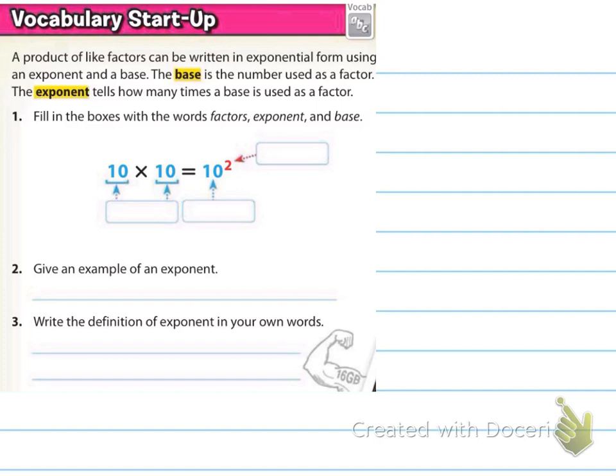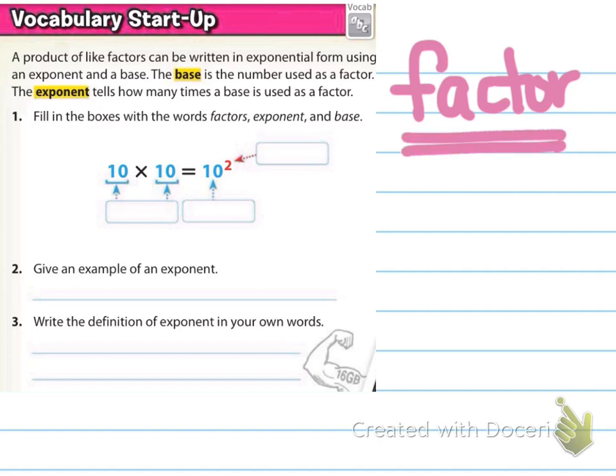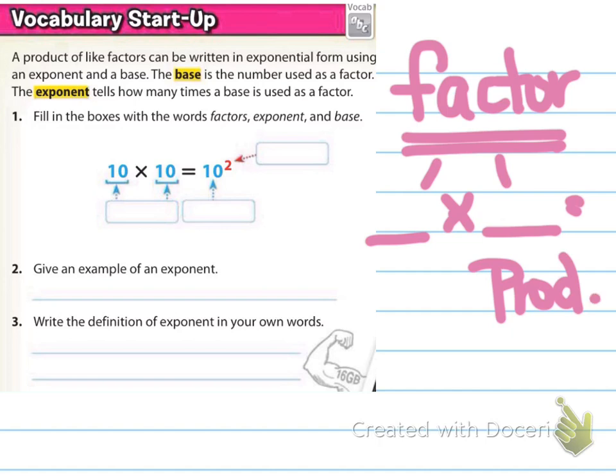Before we get into their vocabulary startup, I want to talk to you about our vocabulary startup. We're going to be talking about the word factor. And I need you to remember that factor is in our multiplication problems. We've got a factor times a factor equals a product. So I want you to remember that that's what factors are. They're the pieces in a multiplication problem to solve to find the product.